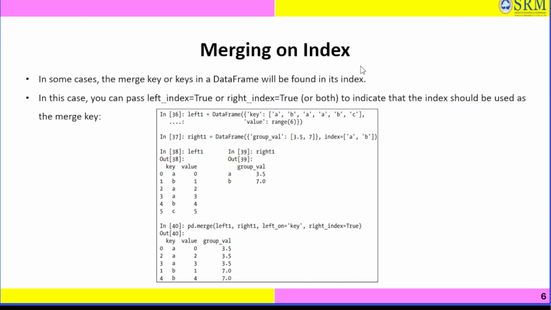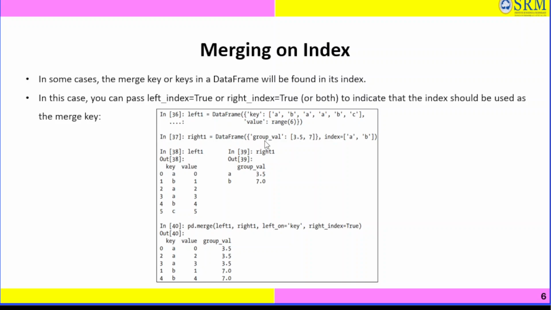Merging on index. We can merge the values based on keys, or keys in a data frame will be found in its index. So we can use this argument like left_index is equal to True or right_index is equal to True or both. In this example, we are having two data frames, left one, right one. In left one, we are having key and value.